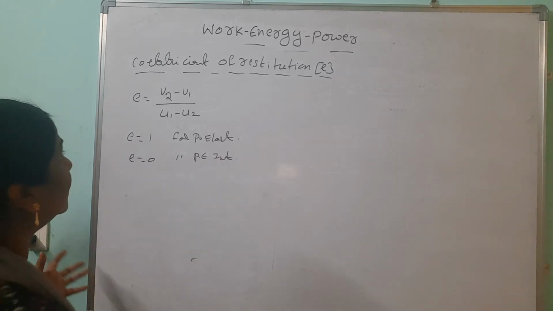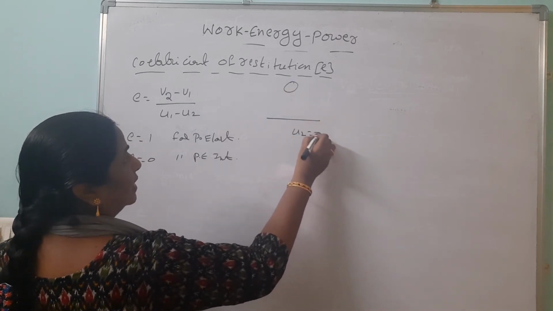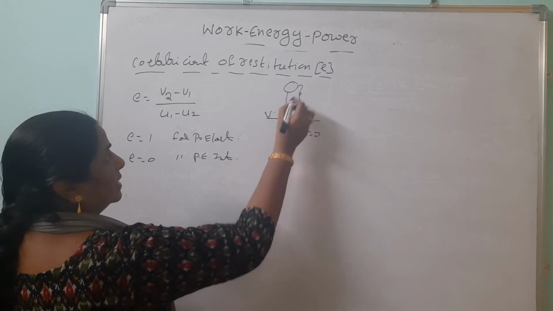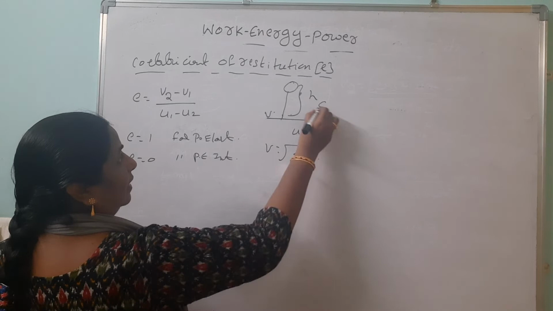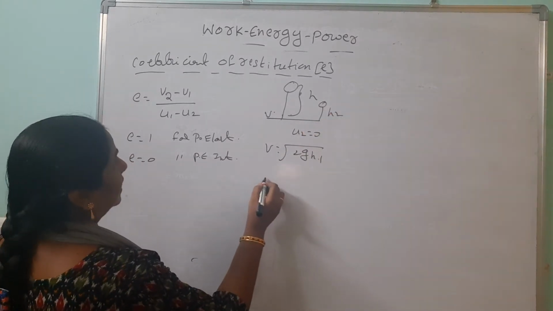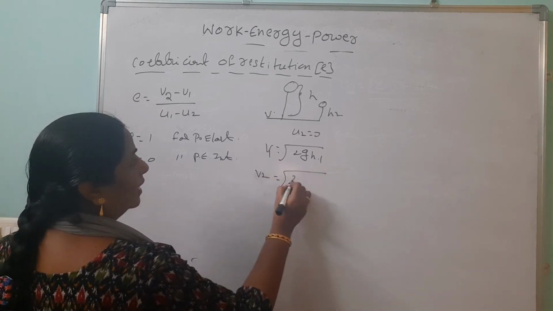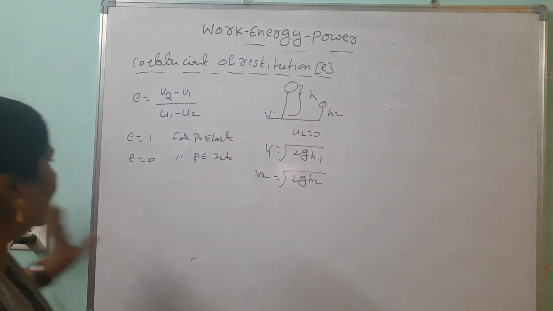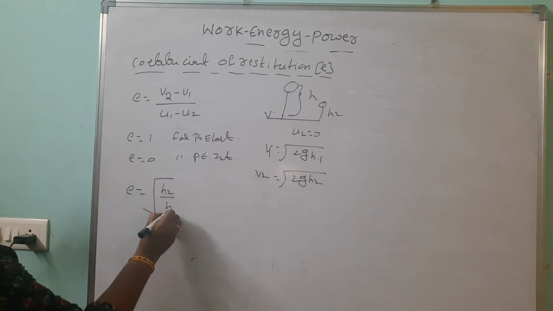Then not only this, suppose you are taking one ball, it is making collision with a second body. Here V equals how much? Suppose this is the height H1. V equals under root 2g H1. When it goes to H2, then that velocity is how much you are taking? U equals V1, and V2 is under root 2g H2. In both the cases the second body is at rest. Here you are getting E equals under root H2 by H1.